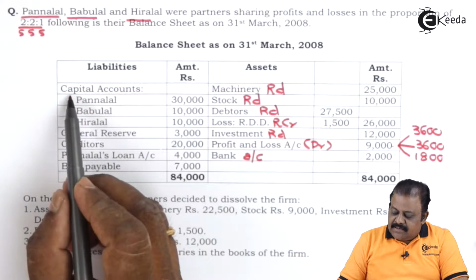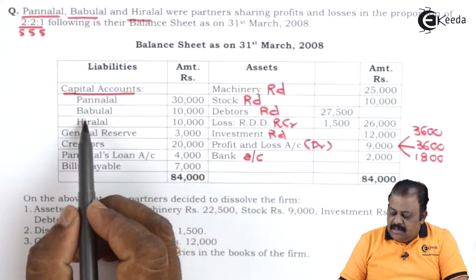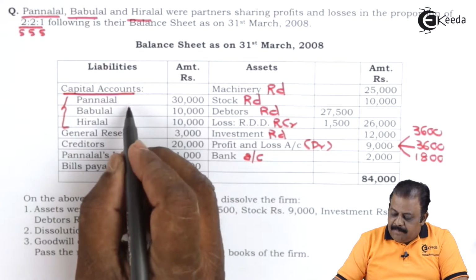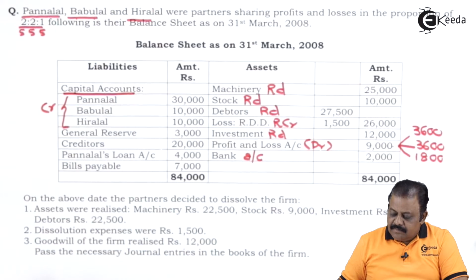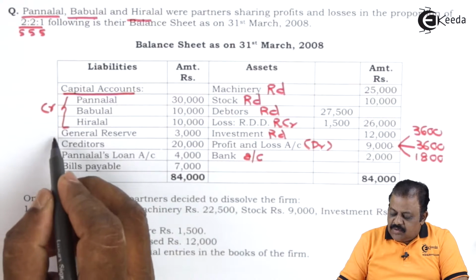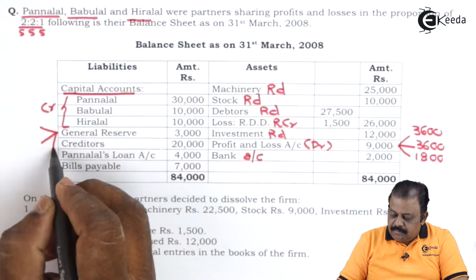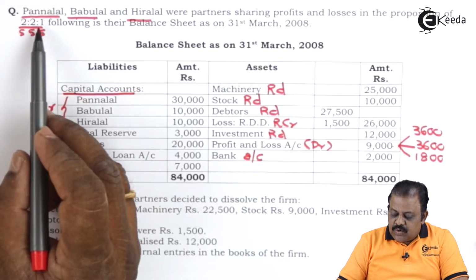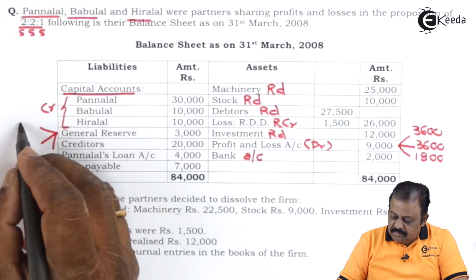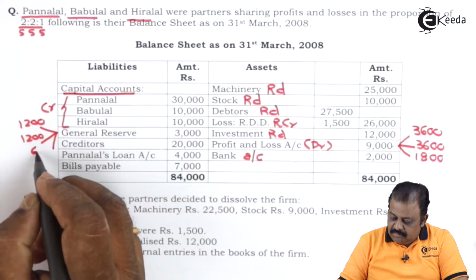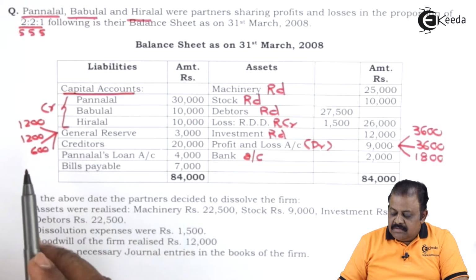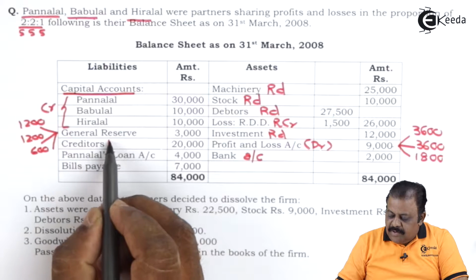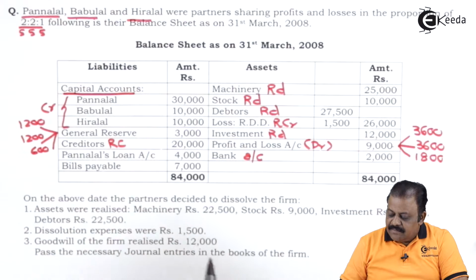Let us go through the liabilities. Capital account, Pannalal, Babulal, Hiralal. Partners capital account, credit. General reserve 3,000. This will be distributed among partners in their profit sharing ratio 2:2:1. 1,200, 1,200, 600. Creditors, this will be transferred to realization account, credit side.